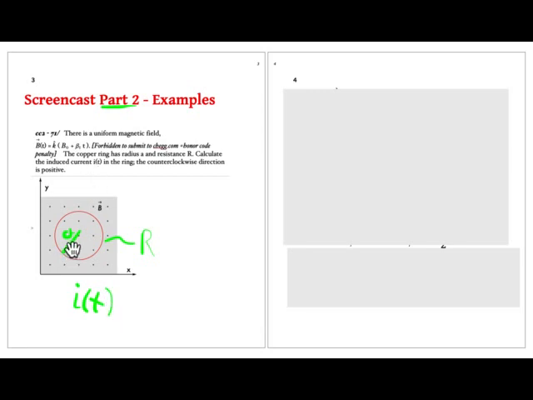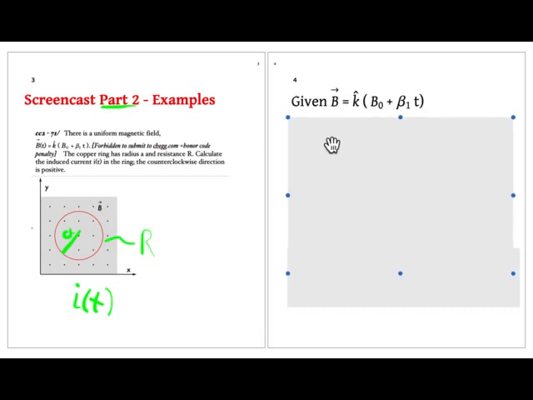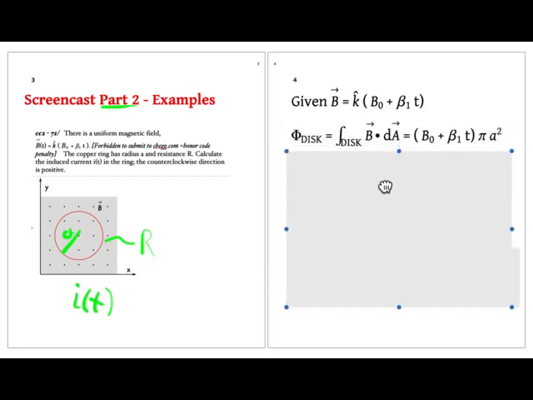So as the magnetic field increases, pointing out towards you, there'll be an induced electric potential, and then because copper is a conductor, an induced electric current. And that's what you're aiming to calculate. So, we're given a magnetic field, k hat (B0 + β1 t). It's changing in time. So we're going to use Faraday's law.